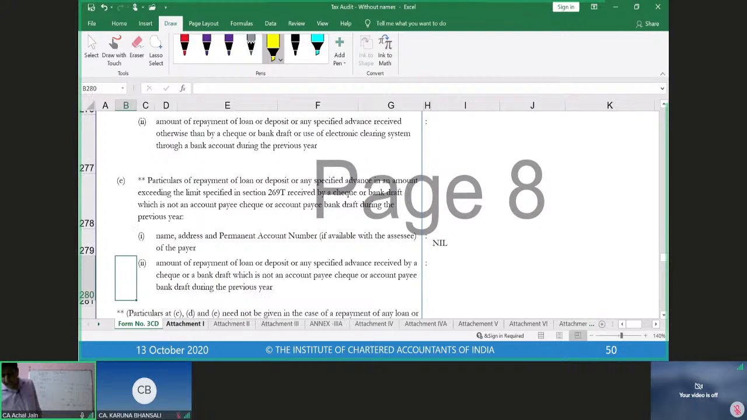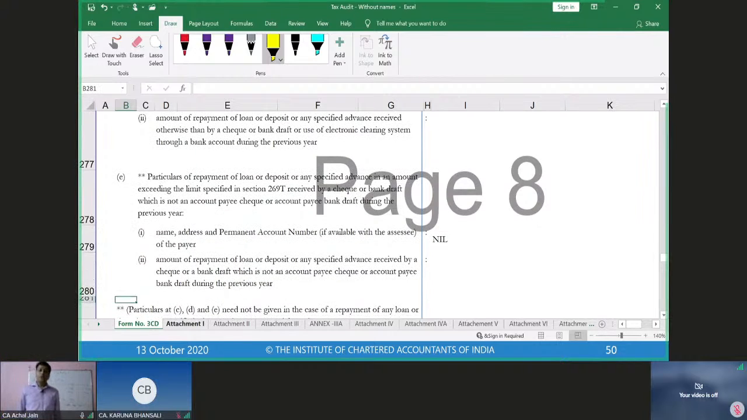Next, number E, particulars of repayment of loan or deposit or specified advance in an amount exceeding the limit specified in section 269T, received by a check or bank draft, which is not an account payee check or account payee bank draft during the previous year. Yeah. So can you see this?